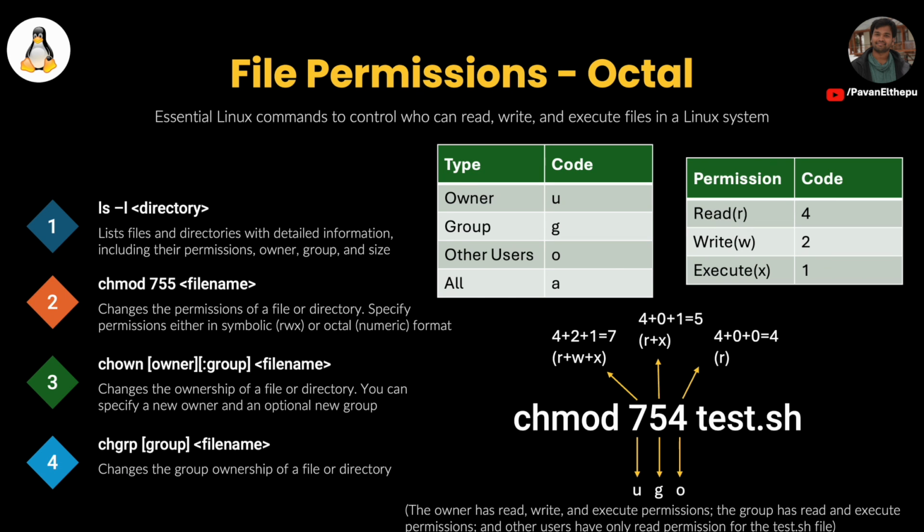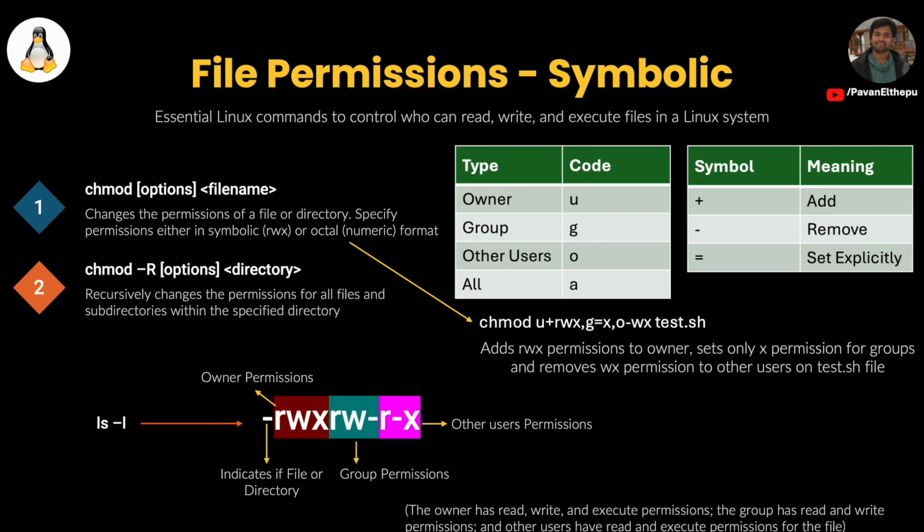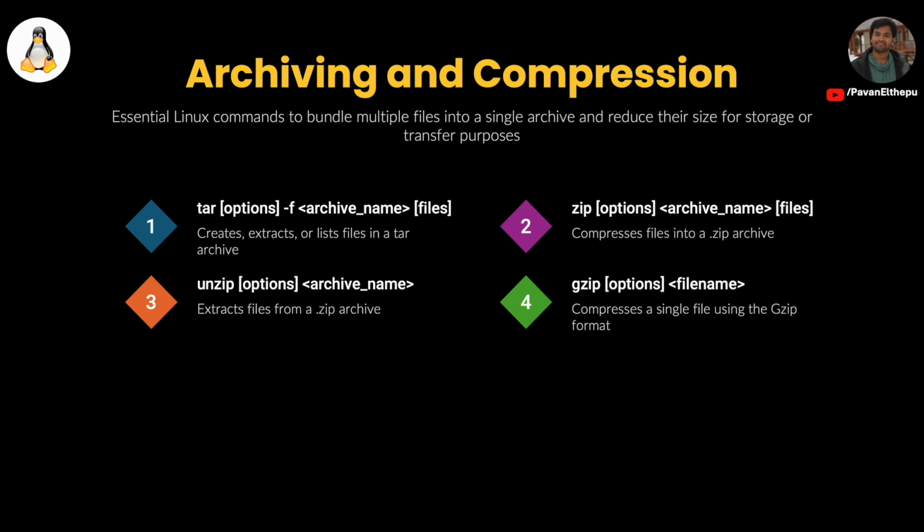And then we have seen in detail about file permissions, first with the octal code. And also we have seen how to transfer ownership of a file. And also how to change the permission of a file in a symbolic way. And also we covered the environment variables. And also there are different commands for archiving files that you can explore as homework.